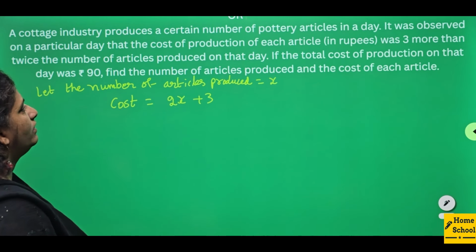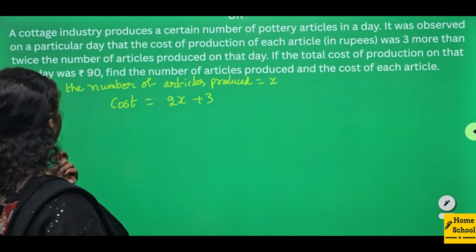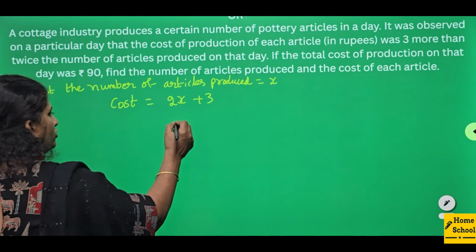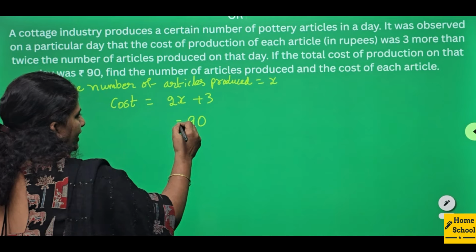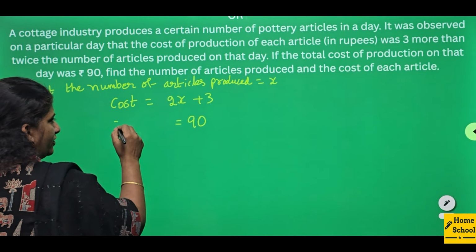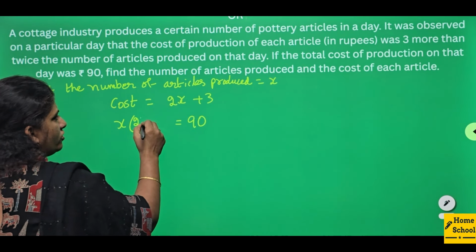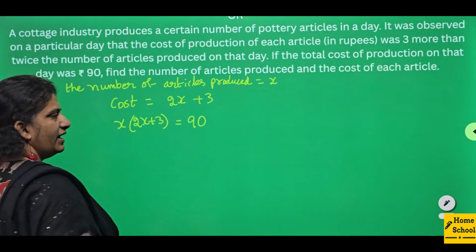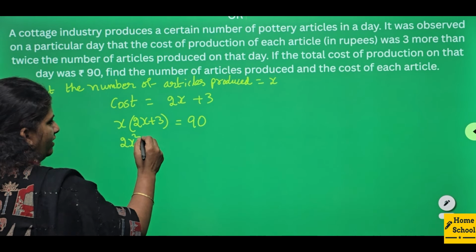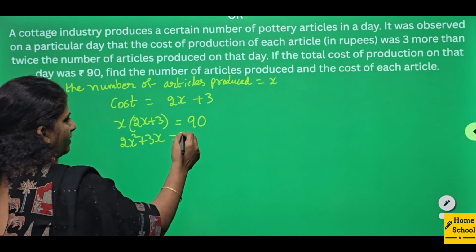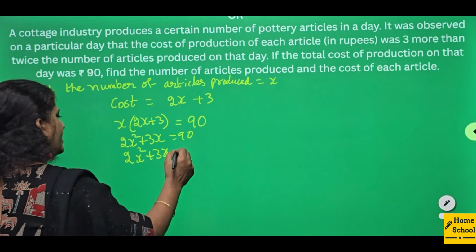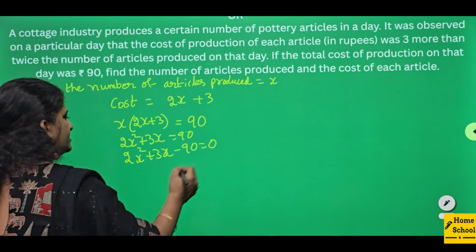Okay, next one. If the total cost of production on that day was 90 rupees, total cost of production means is equal to 90. How do we get total cost? The number of articles produced on that day into cost of each article. If we multiply, that will be 90. Now multiply this one: 2x square plus 3x is equal to 90. Transpose 90 to the other side: minus 90 equal to 0.